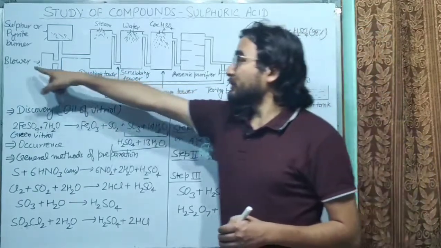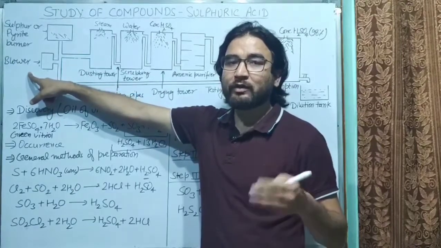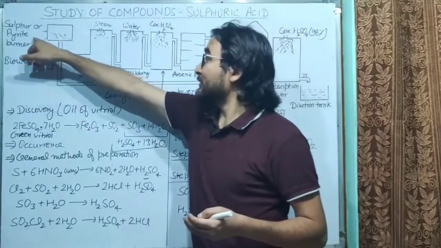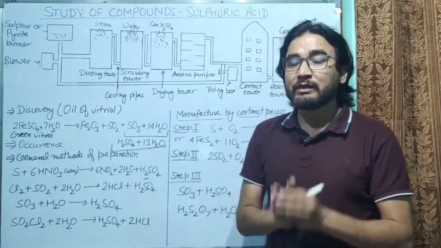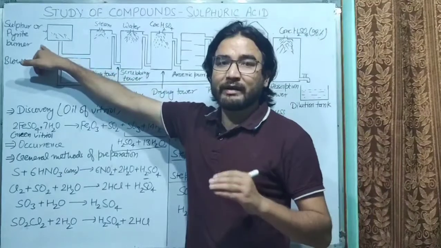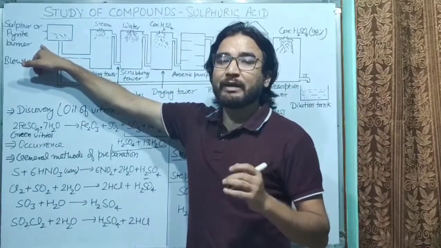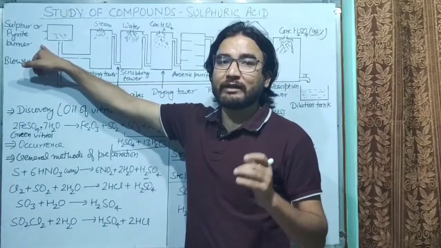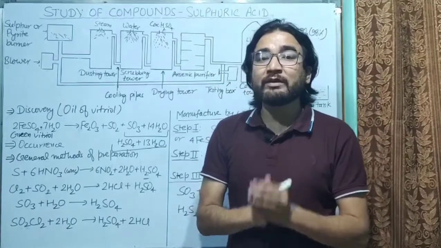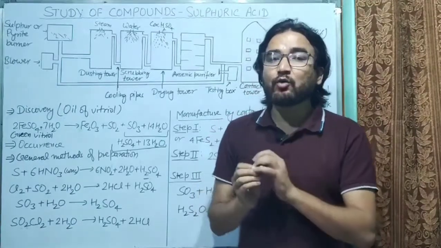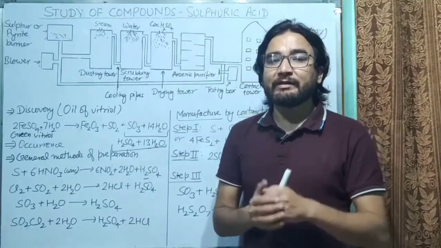In the beginning, the blower is used to pass oxygen or air to the sulfur or pyrite burner. Now what is the sulfur or pyrite burner? The sulfur burner or pyrite burner is used to burn sulfur or iron pyrite to obtain the sulfur dioxide gas. So this is our first step. First of all, we have to obtain the sulfur dioxide gas. And how do we obtain the sulfur dioxide gas? By burning sulfur or iron pyrite.